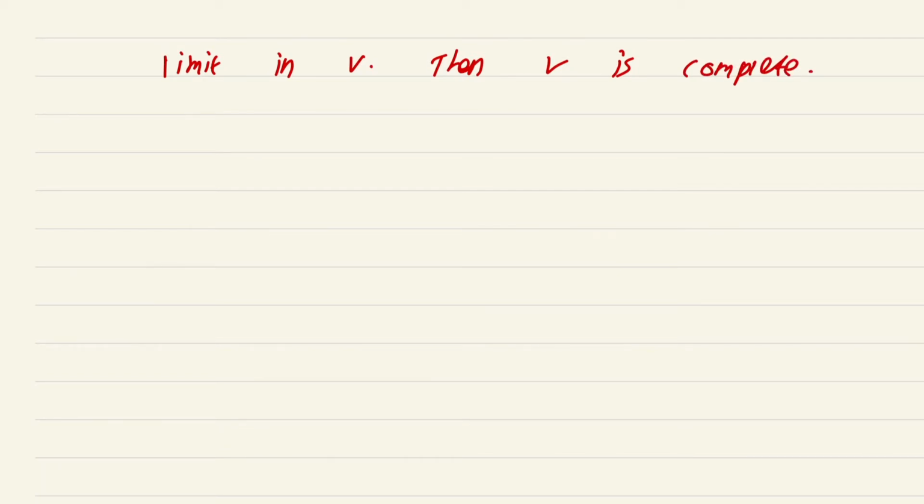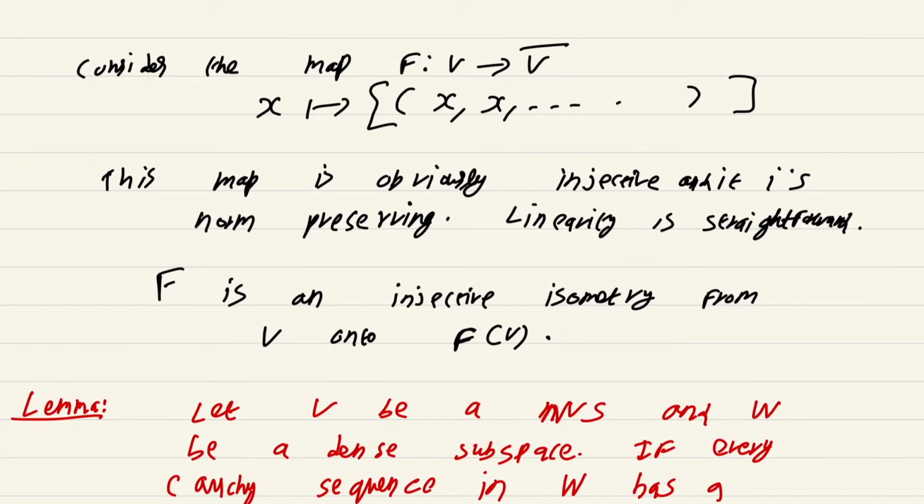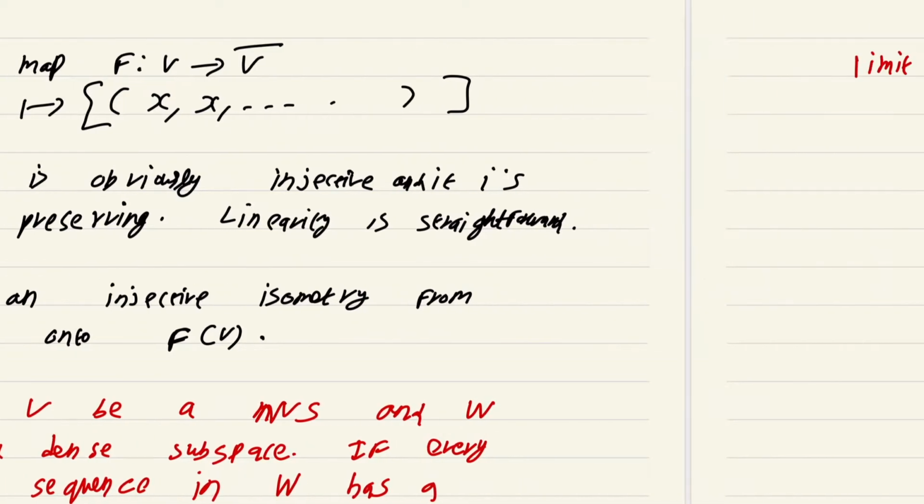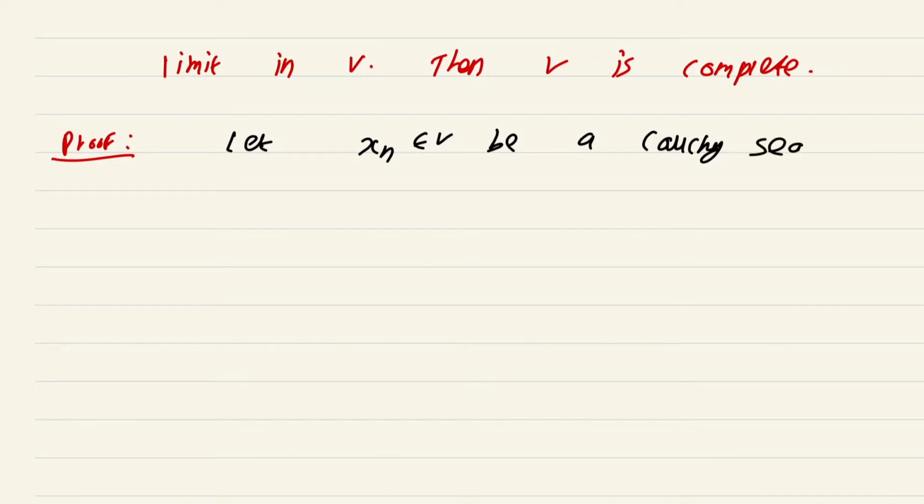So the setup is as follows. We have a normed vector space V and W is a dense subspace. If every Cauchy sequence in W has a limit, not necessarily in W but in V, then V is actually complete. Okay, so the proof is again not so difficult. Let Xn in V be a Cauchy sequence. We have to show that this sequence has a limit in V.